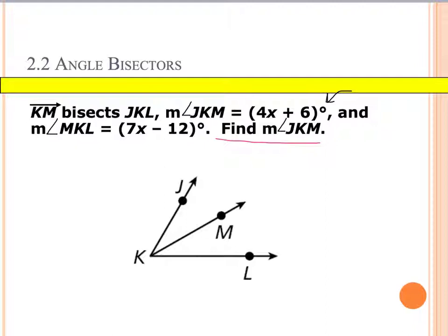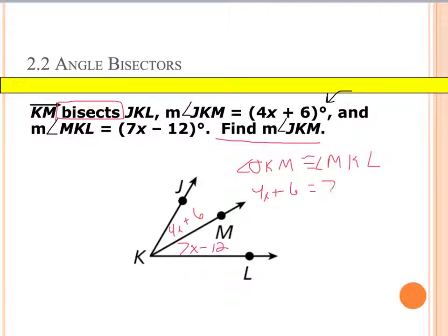All right, so the very first thing I'm going to do is look at this drawing and plug in what I know. JKM is 4x plus 6, so I know that this is 4x plus 6. And MKL, I know that is going to be 7x minus 12. Now, looking back in my information, it gives me a very key word of bisects. That word bisect tells me exactly what I need to know to solve this problem. It tells me that JKM and MKL are the exact same measure. Okay, so we are looking at angle JKM is equal to, or congruent to, angle MKL. So when we do that, plug in what we know. 4x plus 6 is equal to 7x minus 12.